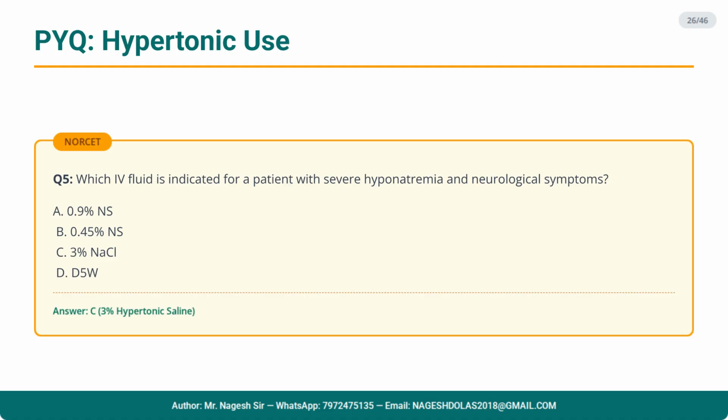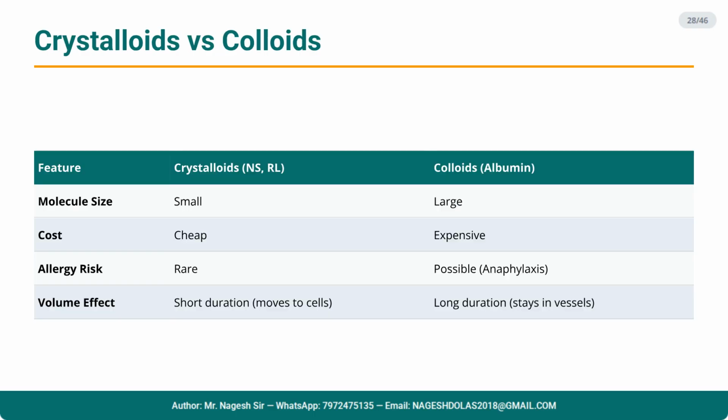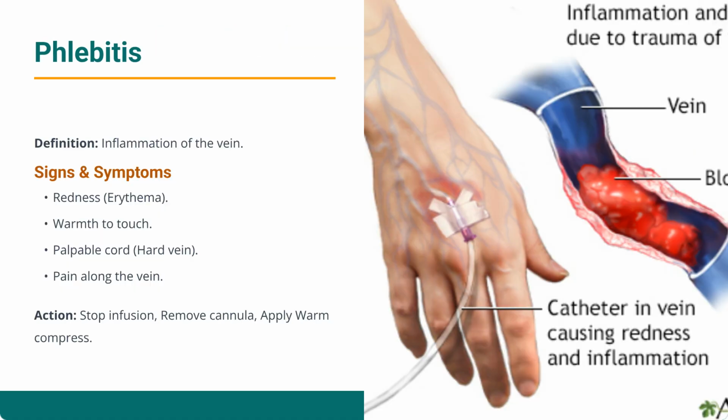Colloids, or volume expanders, contain large protein molecules that cannot leave the vascular space. They increase oncotic pressure, pulling fluid from tissues into vessels. Examples include albumin and dextran. Crystalloids are cheaper and better for maintenance, while colloids are more expensive and better for volume expansion in severe shock. Crystalloids can pass through membranes, but colloids cannot.